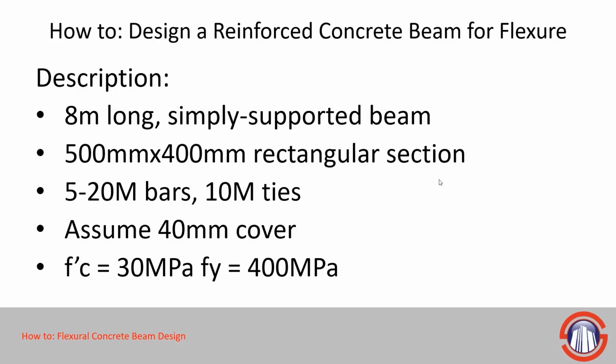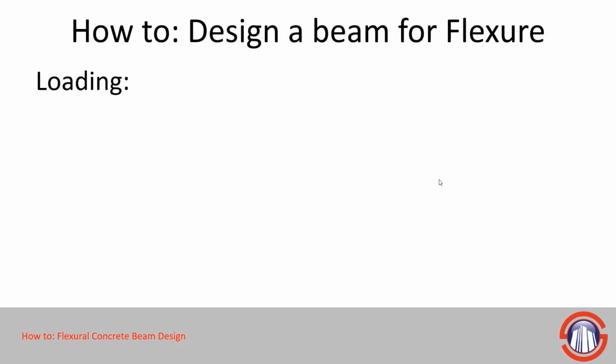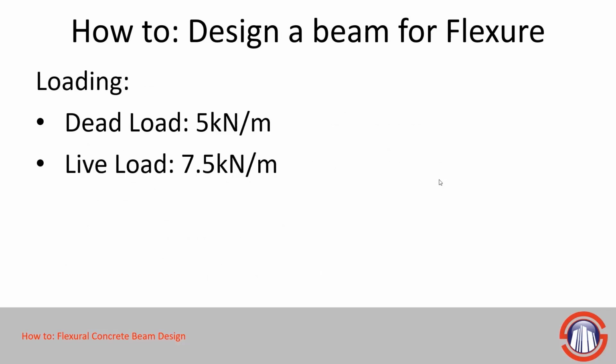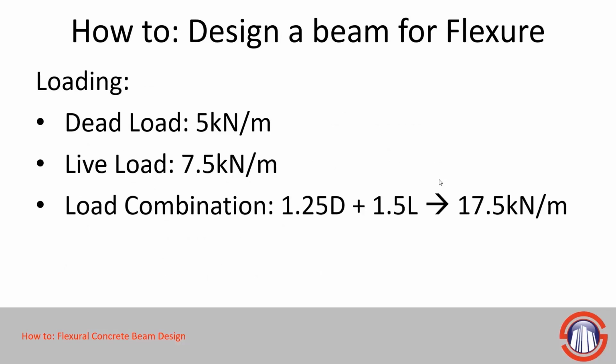We're going to run this through S-Line in just a second and ensure that our capacities match those from hand calculations. In terms of our loading, we have a dead load of 5 kilonewtons per meter, a live load of 7.5 kilonewtons per meter, and the strength load combination that we're going to be investigating yields 17.5 kilonewtons per meter of load. So we're going to start using S-Line right away.